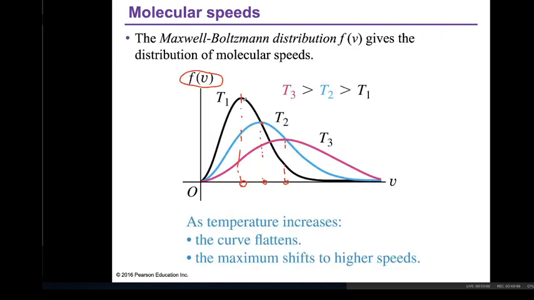From the previous figure, we see the VMP is getting higher and higher. It goes from, let's say, VMP1, which corresponds to T1. Here is VMP2 and VMP3, corresponding to T2 and T3 respectively. So when temperature is getting higher, the most probable velocity is getting higher.